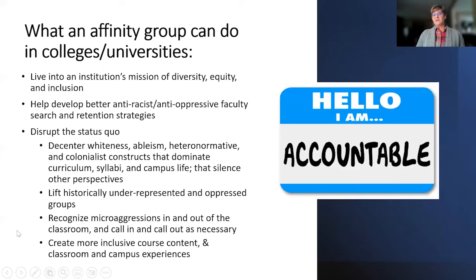So I'm going to jump and start with this one, and then Kristen, I invite you to add anything to this as well. This is a picture of a name tag, and it says, hello, I'm accountable. And I think this isn't just for people on this call. I think this is for people who are not on this call, especially. I think this is for all levels of the university.